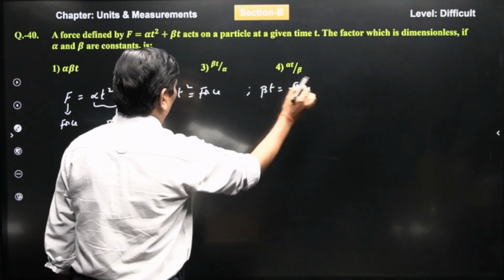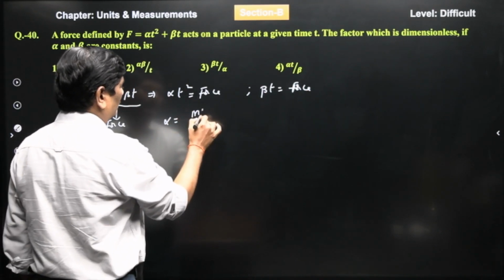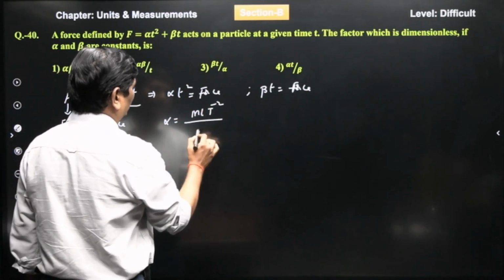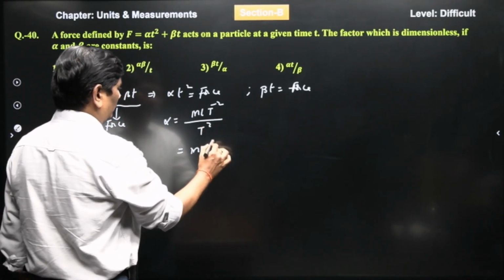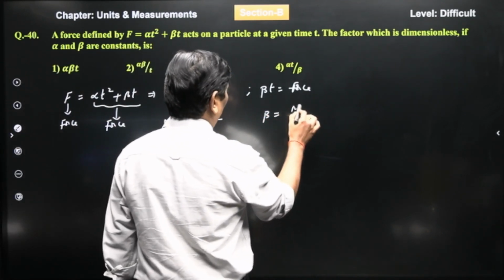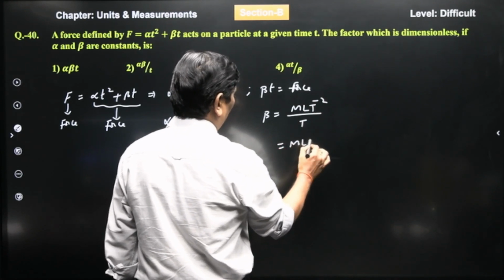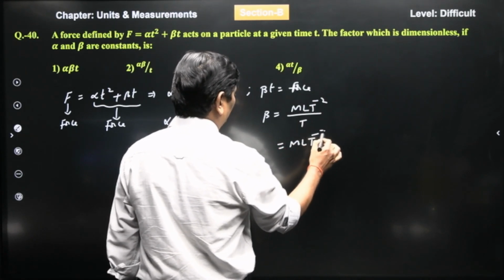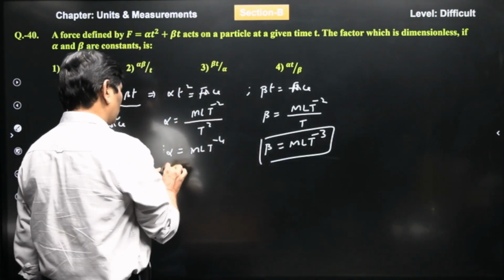So alpha is equal to force divided by t square, that is m l t power minus 2 divided by t square, you will get m l t power minus 4. And beta is equal to m l t power minus 2 by t, you will get m l t power minus 3. So you are getting beta like this and you are getting alpha like this.